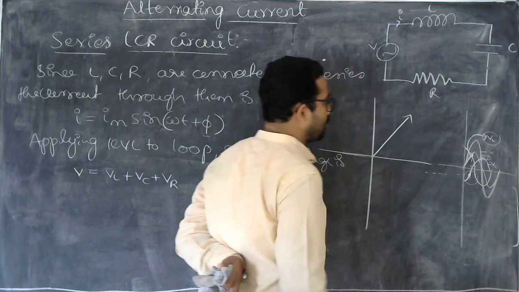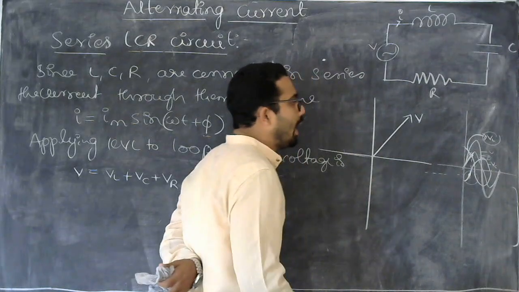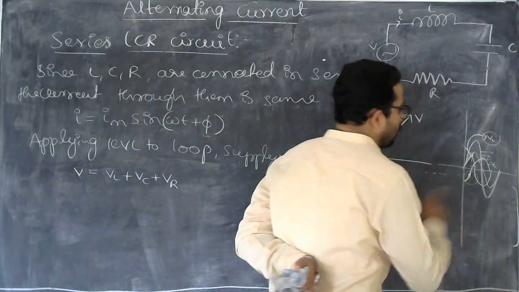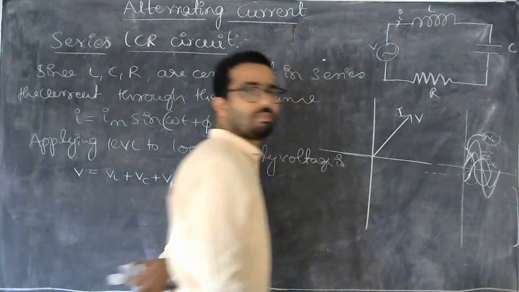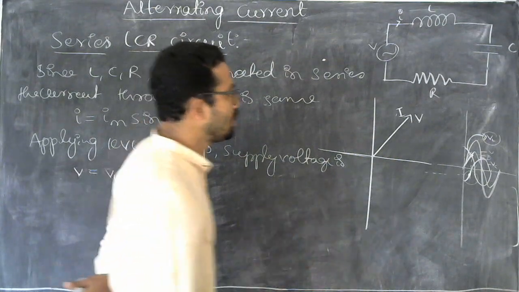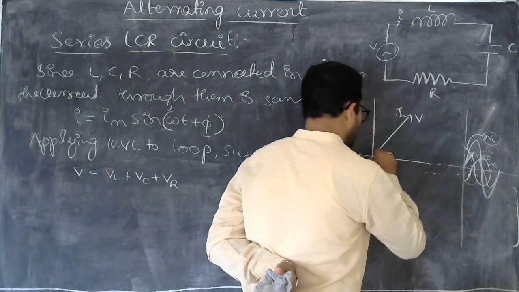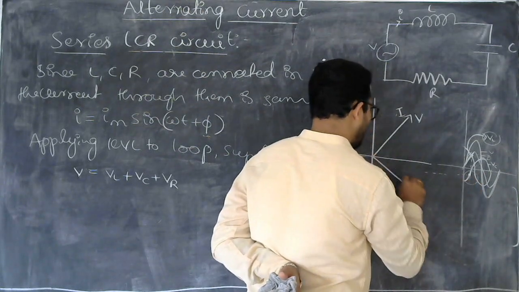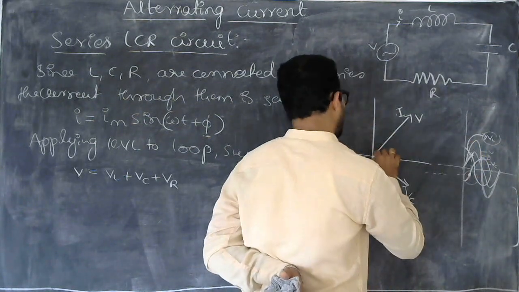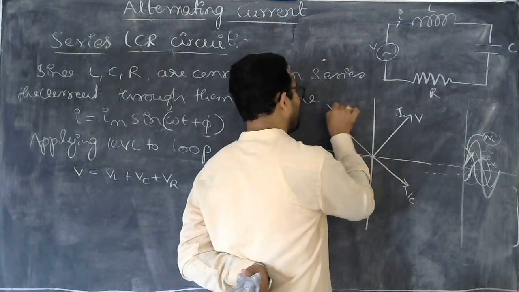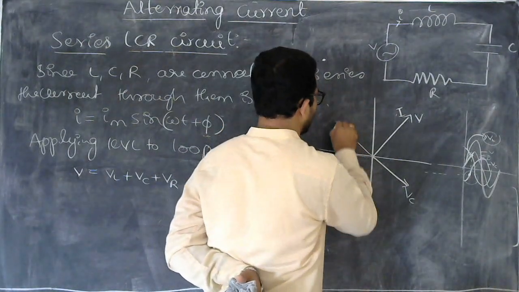See, this is a phasor. Capital V we should write. And since there is no phase difference between V and I, we can write I also here. I and V are in phase with each other, so there is no phase difference. Now this VC comes in the fourth quadrant, and VL comes in second quadrant. See, this is VL.